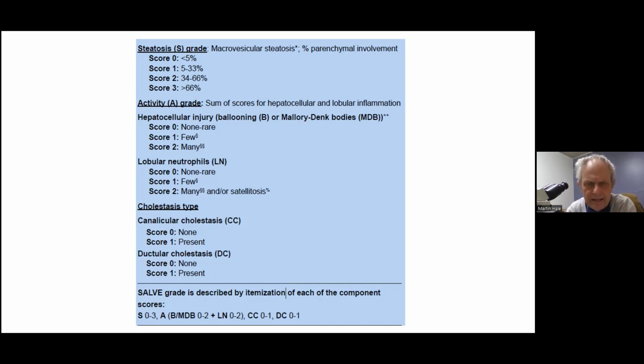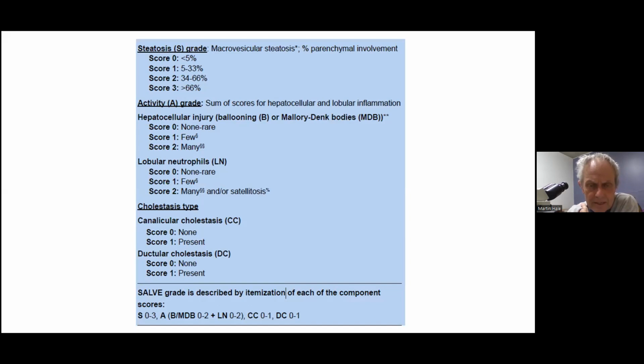And that is divided into two broad categories. The first is the hepatocellular injury, which I think in its own right is okay, and it's also important to separate that from lobular neutrophils, which is what you see here. So hepatocellular injury, as it were, is the identification of Mallory-Denk bodies or ballooning degeneration of hepatocytes. And that's divided basically into three different groups. Very easy to reproduce: none, few, or many.